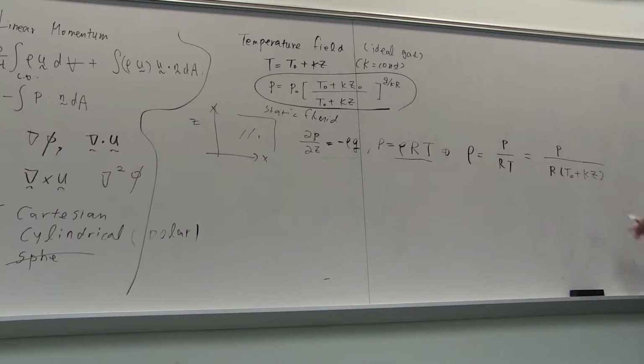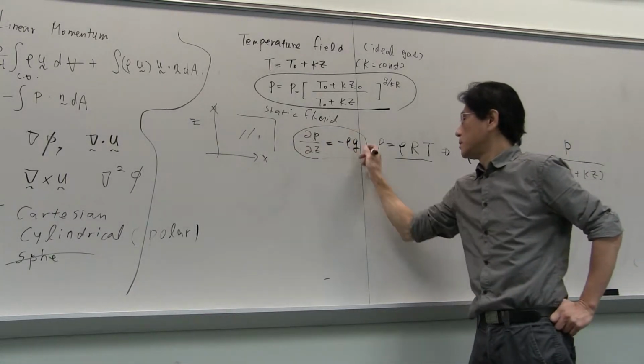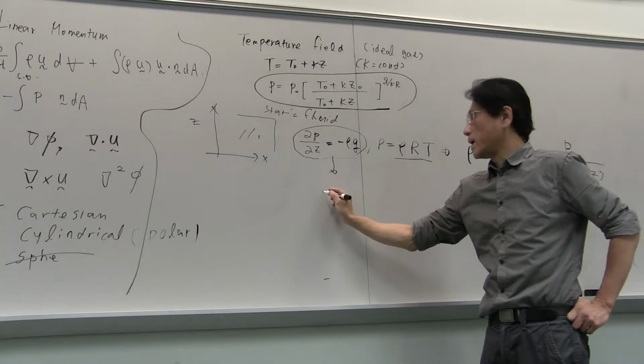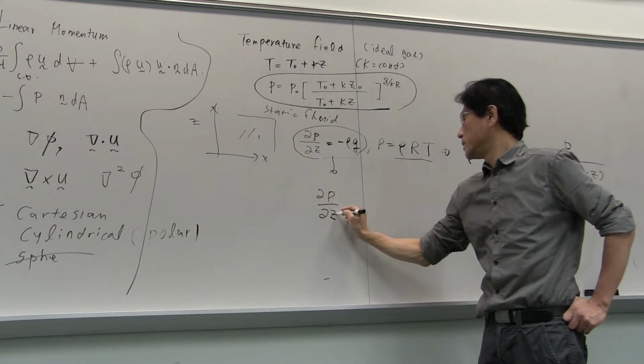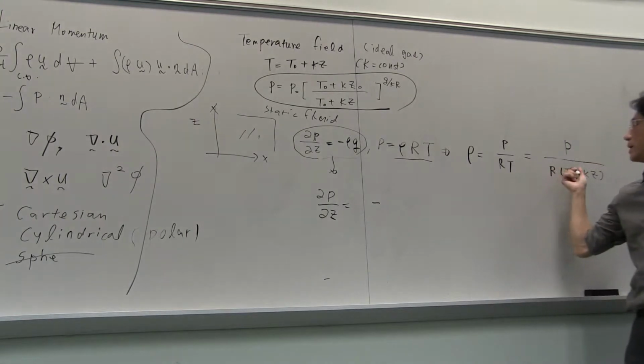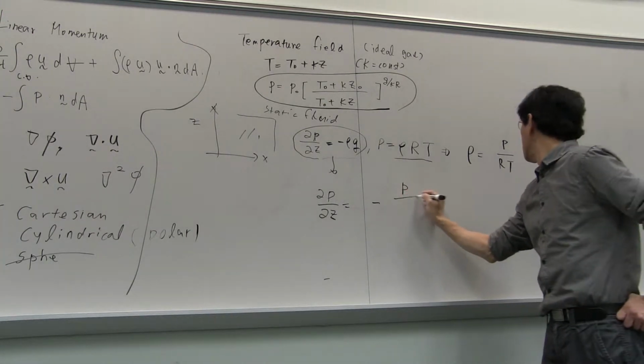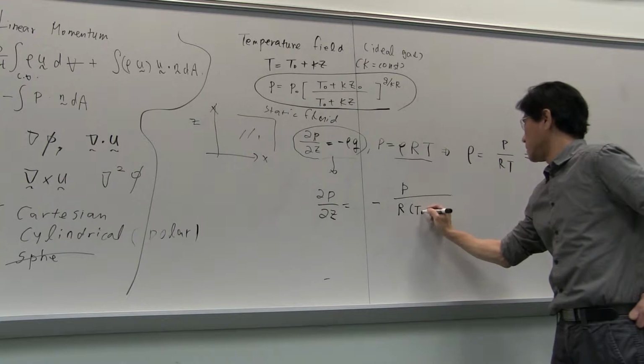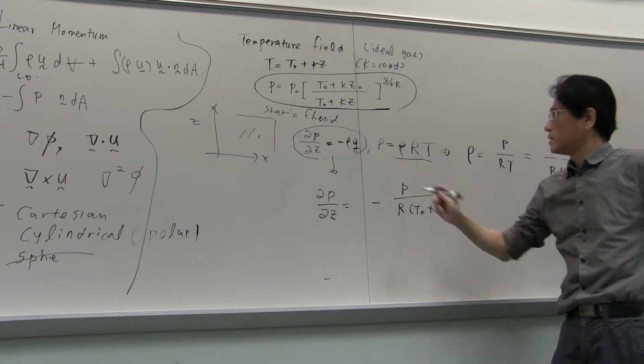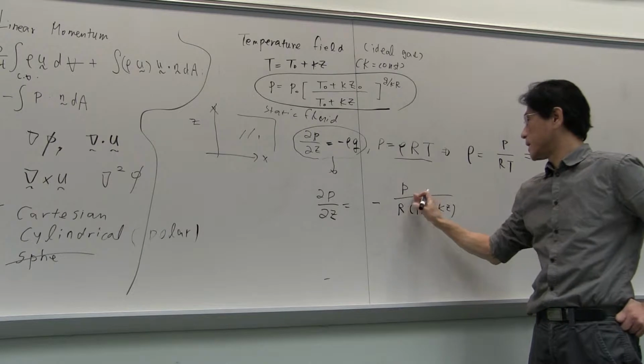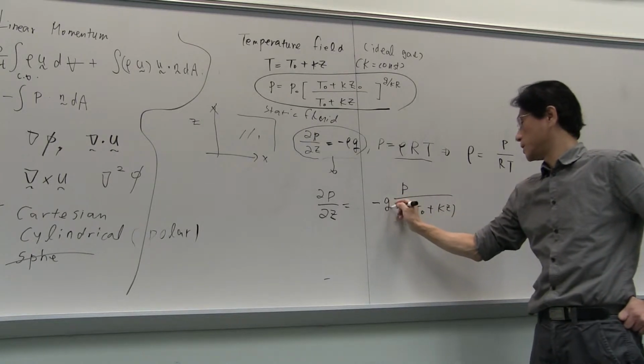Don't confuse rho and P. So now, since density is a function of z, I'm going to write this again. dP over dz must be minus this, so P over R times (T naught plus k z), which is the density, times g.